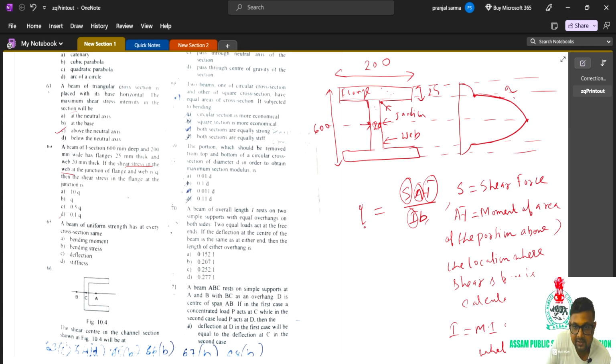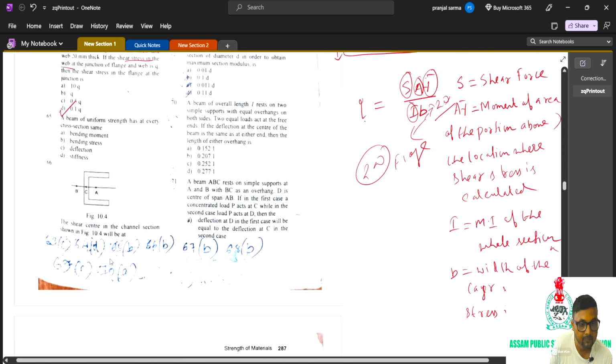That means the shear stress will become 10 times less than the shear stress at the web of the junction. So the answer will be 0.1 Q. Right? This is the answer, because B becomes 200 in case of flange, and here B is 20 in case of web.